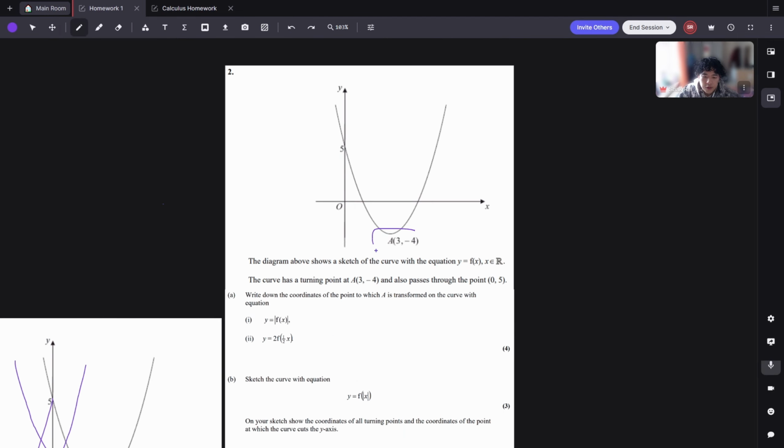So everything here gets twice as big. So the y-intercept also gets twice as big. So it'd go all the way up here and then go down here, and then the stretch would look something like this. So this would be 10, and this would be 6 and minus 8 as the turning point. And that's pretty much it for this question.